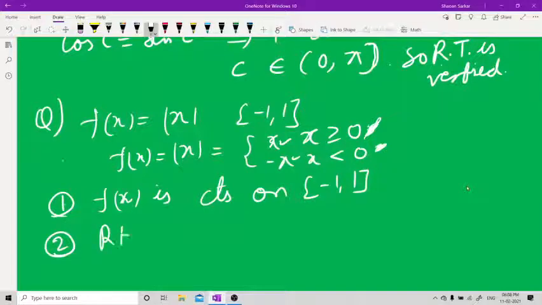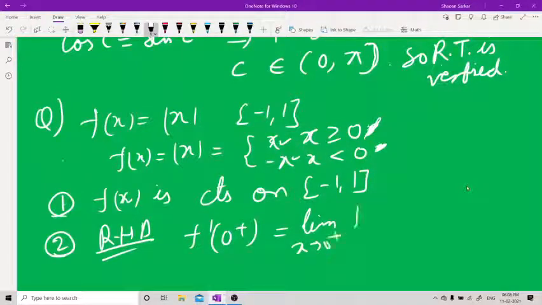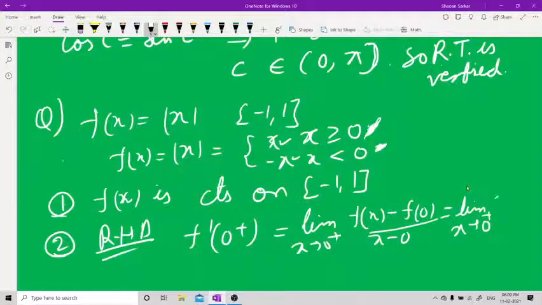So take RHD. f dash 0 plus is limit x tending to 0 plus of (f(x) minus f(0)) upon (x minus 0). This is nothing but limit x tending to 0 plus of x, and f of 0 is 0 because of this part. So x by x, this comes out to be 1.